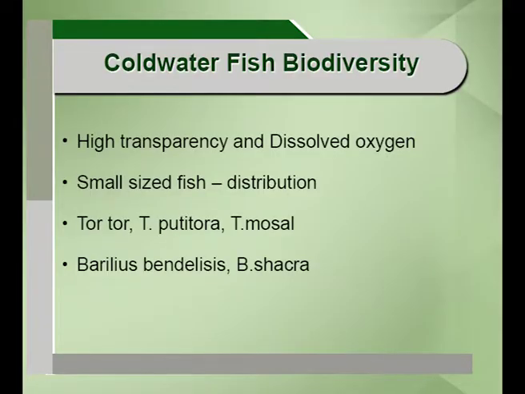There are a lot of species, to cite a few: Tor putitora, Tor mosal, Tor malabaricus, so many species of Tor. Even Tor progeneius is a very important species as far as cold water is concerned. Another group of species is Barilius bendelisis, Barilius chakra, Barilius vagra, and so on and so forth, as far as cold water fish biodiversity is concerned.